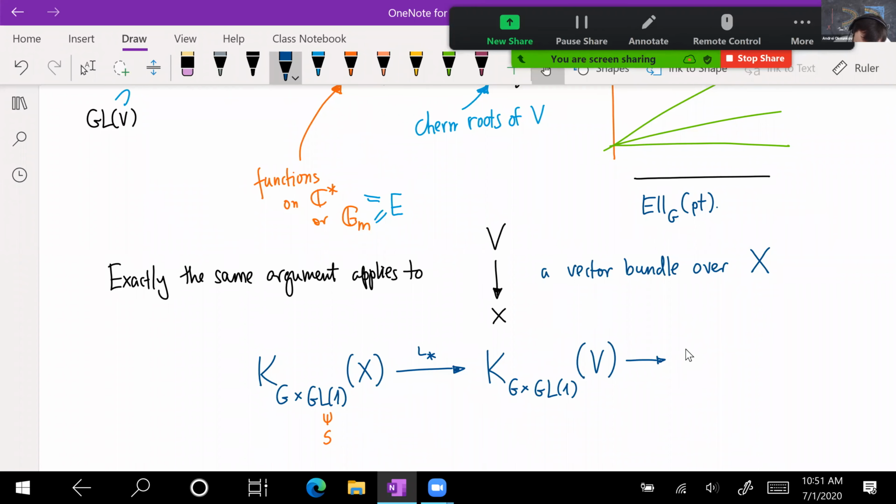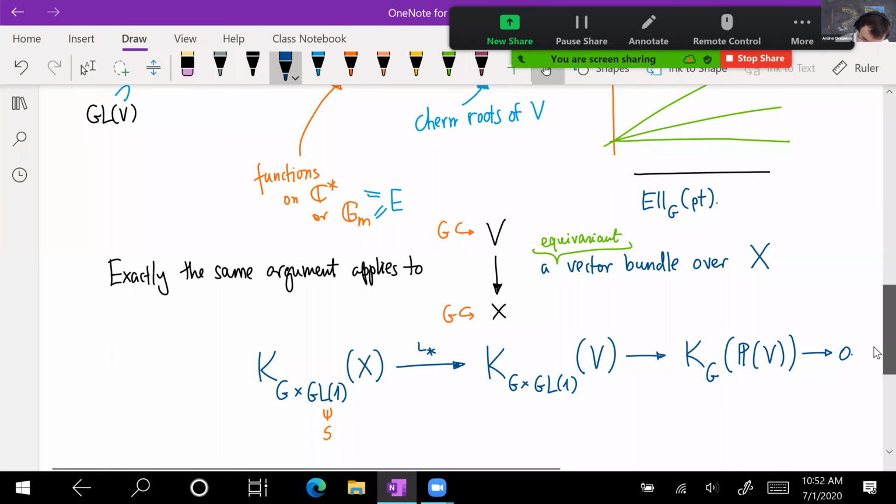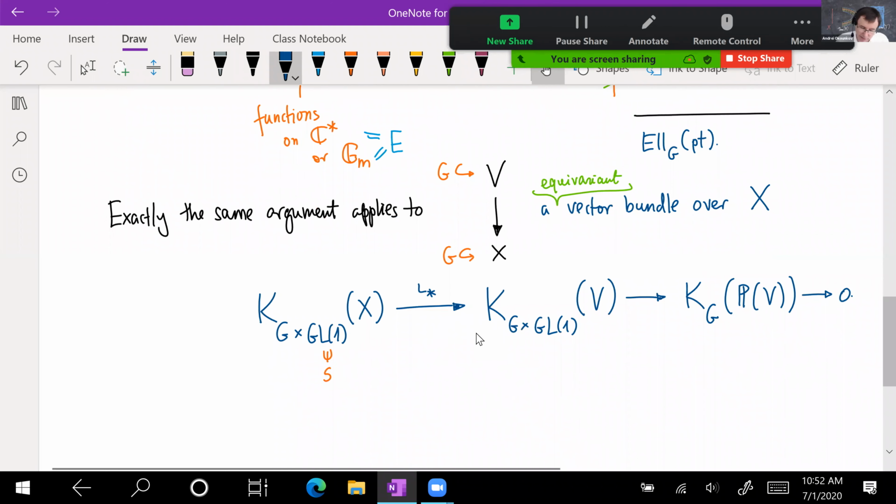So I'll just write already the K_G of P of V. But now G means some group that acts on both X and the total space, so it's an equivariant vector bundle. And this map was surjective. And it has the exact same Koszul resolution as we had over a point, just literally the same.